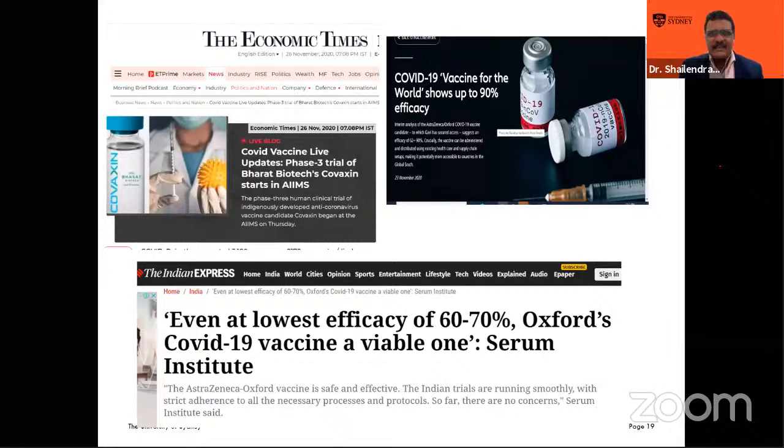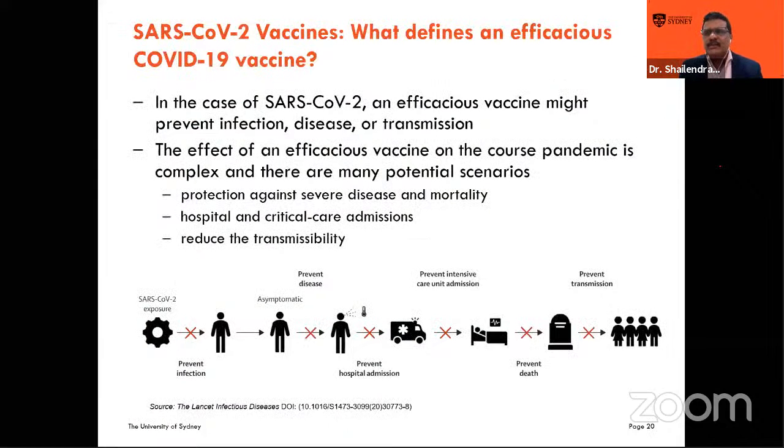So what exactly is the vaccine efficacy? What are we talking about here? It's not about making the patient better, like when you give antivirals, you control the virus, and then you get better, or your viral load is controlled. In this case, there are a number of parameters for vaccine efficacy.